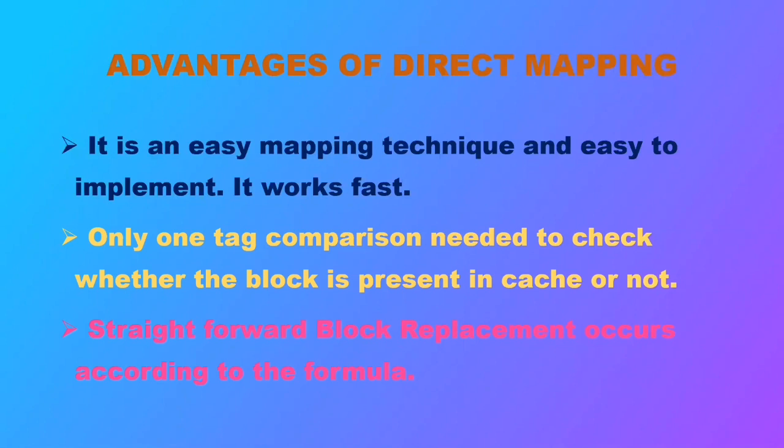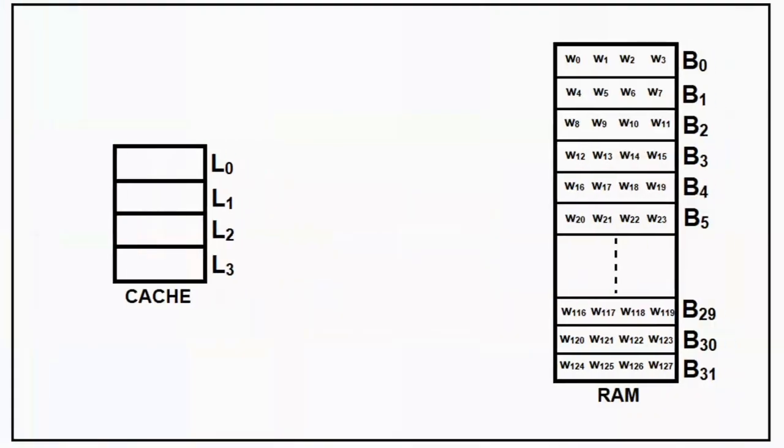Now let's move to the disadvantages. That is more important than the advantages. Here I take the same example. Suppose there are word calls by the processor: W18, then W3, then W16. Suppose these 3 words are called simultaneously by the processor. Now see what will happen.